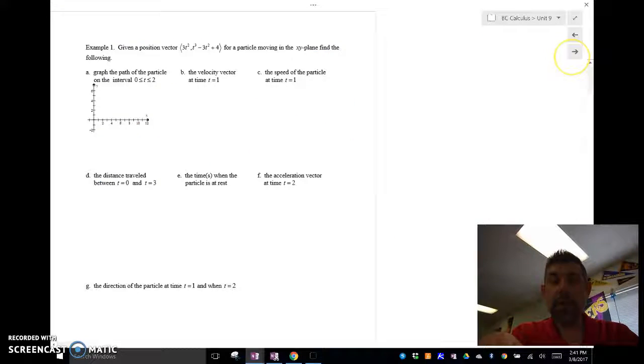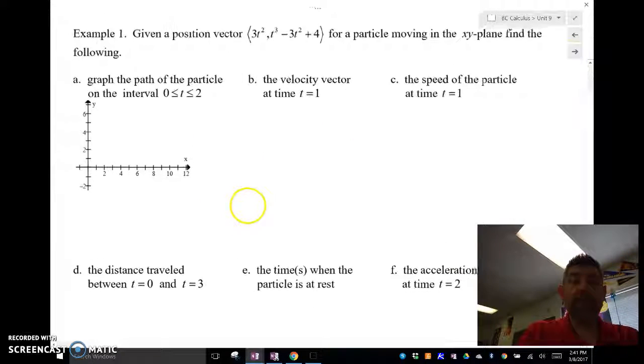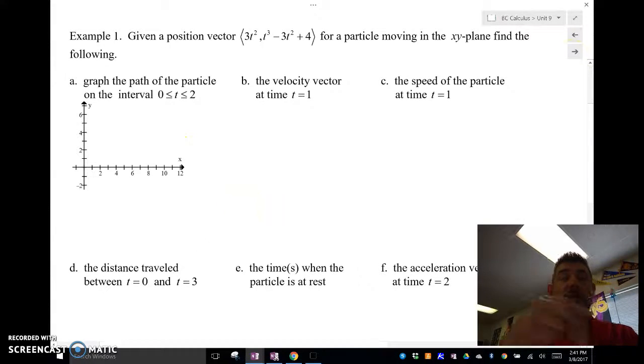All right, so my first example, and I'm going to do one example on this video, and then I'm going to do the second example on another video, just to split the videos apart. Given the position vector 3t squared and t cubed minus 3t squared plus 4, this thing is moving in the x and y plane, right? So let's graph the path of the particle on the interval from 0 to 2.